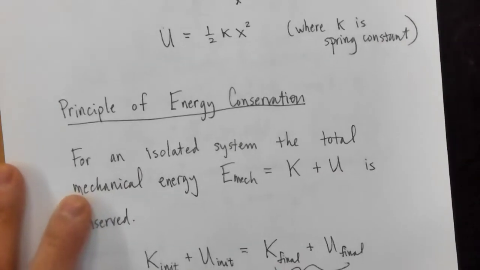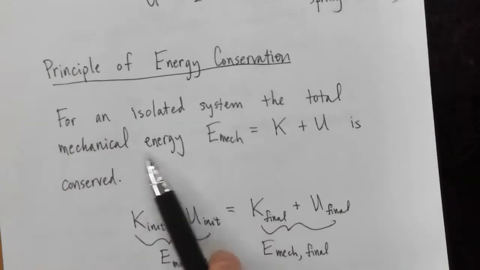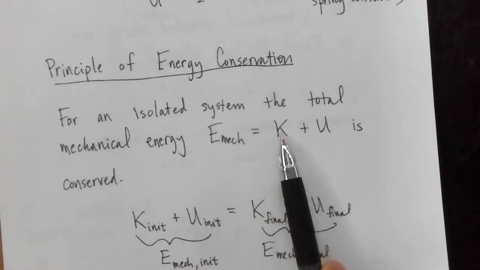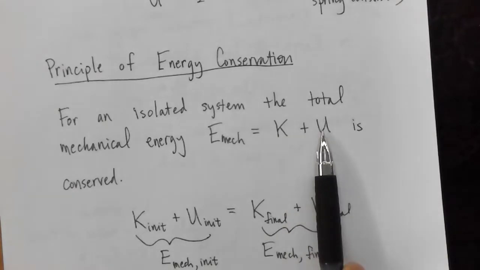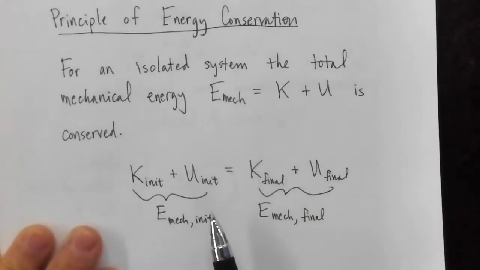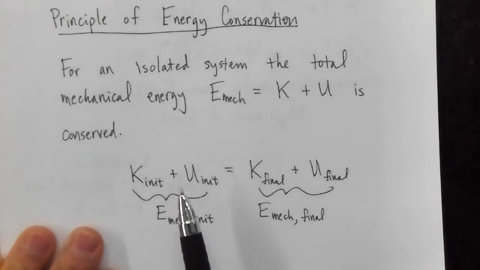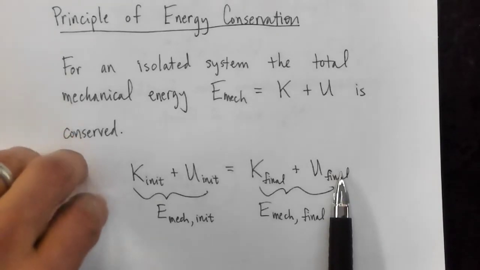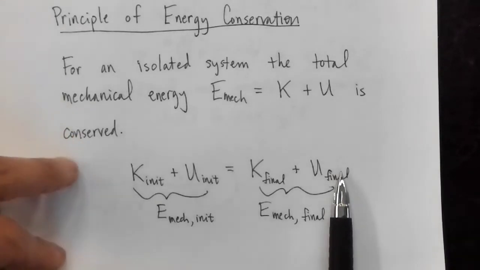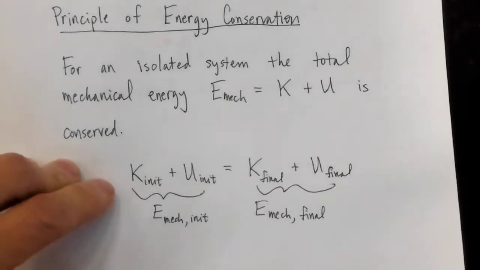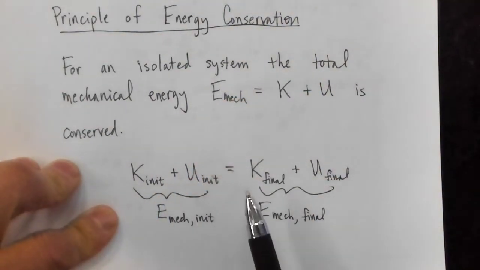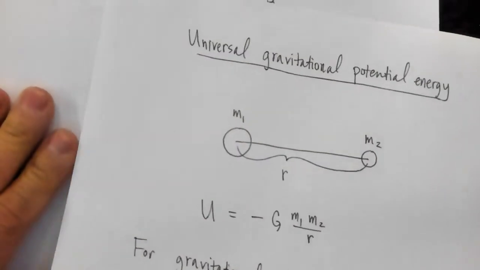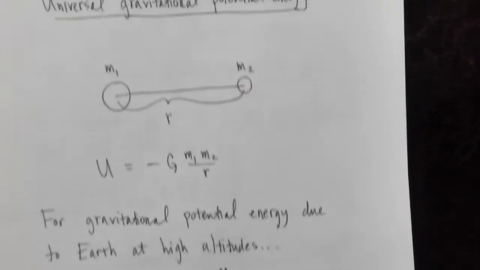All right, then we have the principle of energy conservation. For an isolated system, the total mechanical energy, E mechanical, is K, the kinetic energy, plus U, the potential energy. And this is conserved. So the way you use it is K initial plus U initial is equal to K final plus U final. All right? And so we would use the potential energy either for the spring or for, let's say, gravity, then we would need the formula for the potential energy for gravity, which is next.